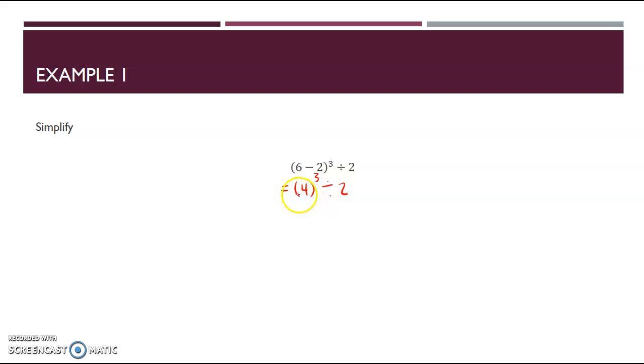So this was our next step: 4 cubed divided by 2. And then exponents is next. So 4 times 4 is 16. 16 times 4 is 64. Then I'm going to take 64 and divide by 2. And so 64 divided by 2 is 32. And that is my final answer.